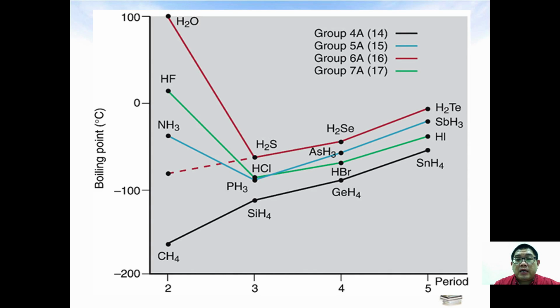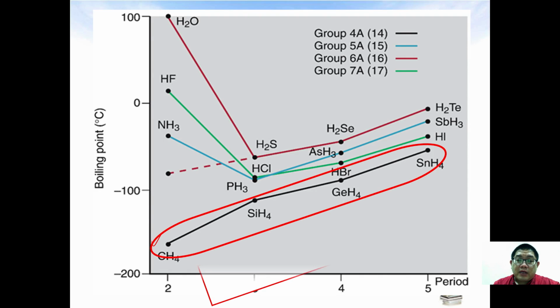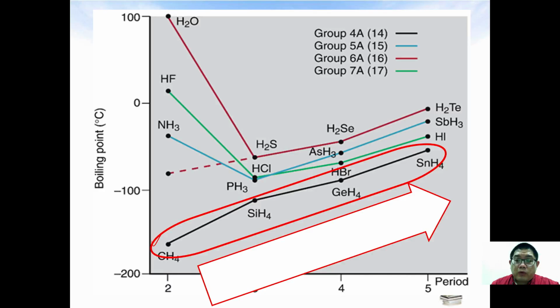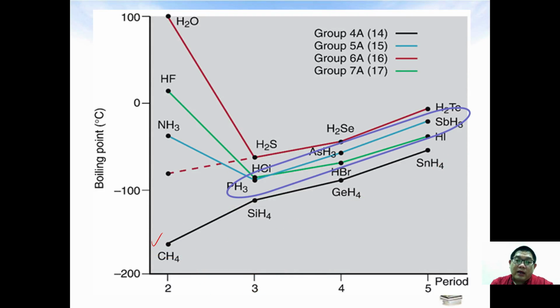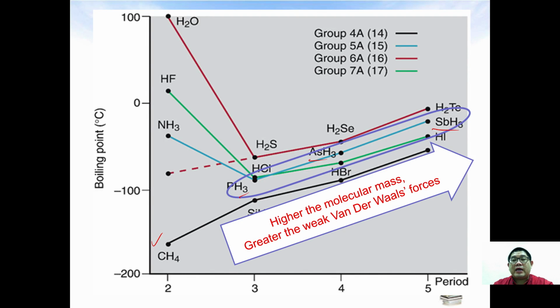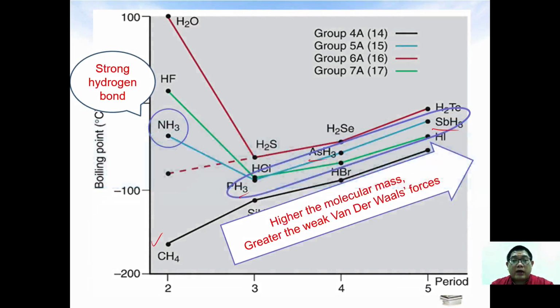As you can see here, these are group 14, 15, 16, 17 hydrides. Let's start with the trend of group 14. Going down the group, the molecular mass increases, the weak van der Waals forces increase, and that is why the boiling point increases. The same trend can be explained in PH3, AsH3 and also SbH3. Similarly, the greater the molecular mass, the greater the weak van der Waals forces, and the higher the boiling point. However, for ammonia, see why ammonia has a stronger hydrogen bond.